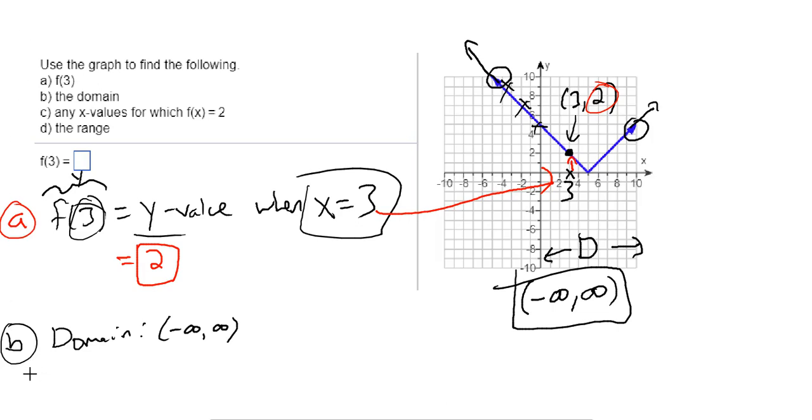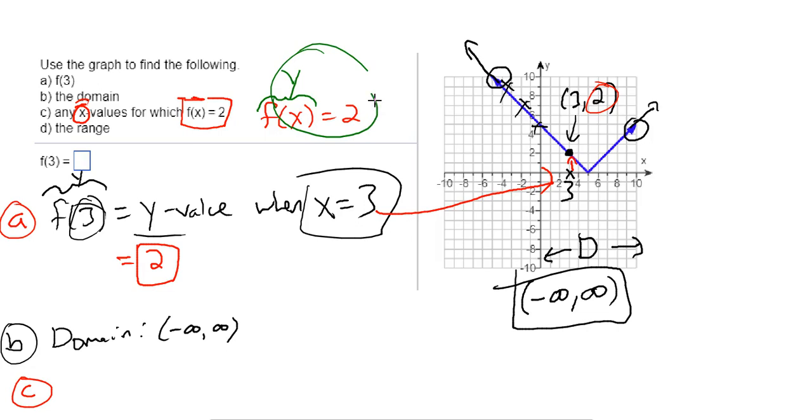Now let's take a look at C, which is similar to the question that was asked in the previous example. Find any values of x for which f of x is equal to 2. Right? So they're telling me f of x is equal to 2, which is telling me the y value, right? f of x is the y value. So y is equal to 2, and when y is equal to 2, we want to find what are the corresponding values for x given that y coordinate.